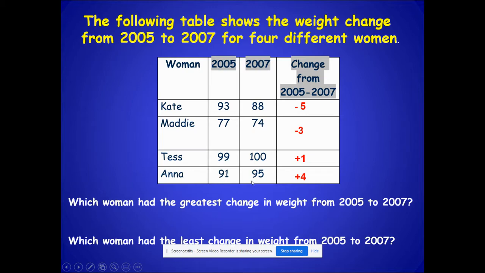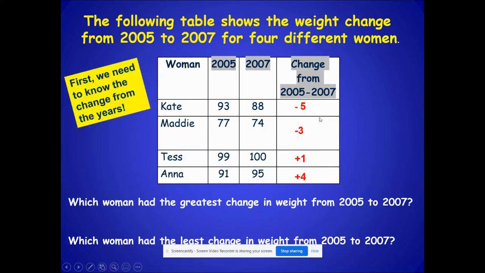Anna went from 91 pounds to 95 pounds, and if you subtract these two, you get 4. However, she went up in weight as well, so she gained 4 pounds, so that would be a positive 4. To find the change in their weight, we look at the absolute value of each of these numbers in red, and then we can answer our question about the change in their weights.